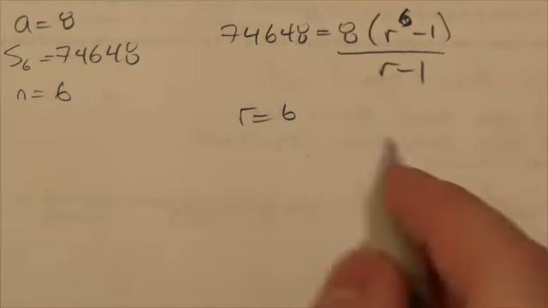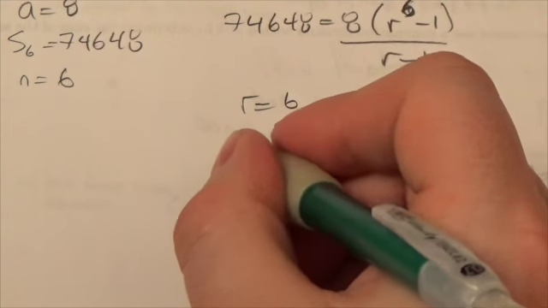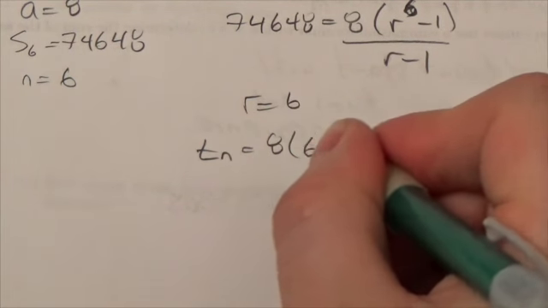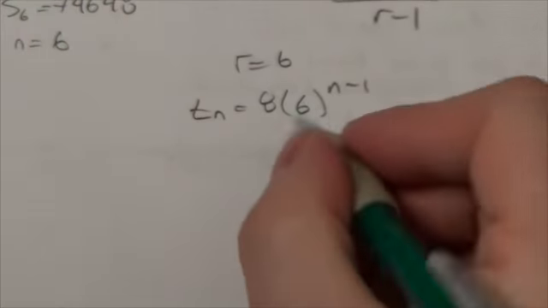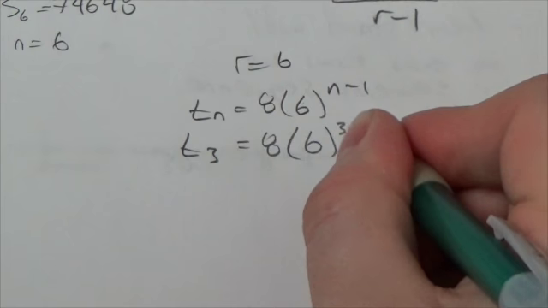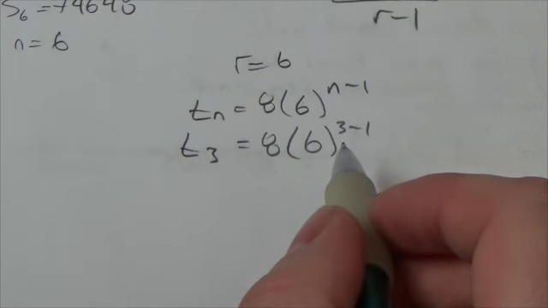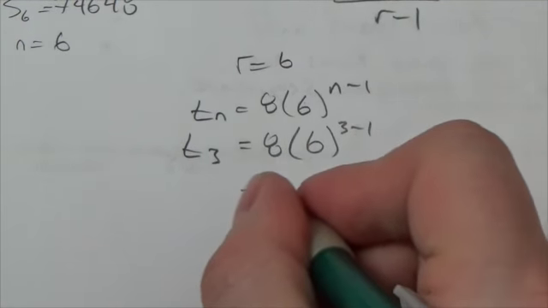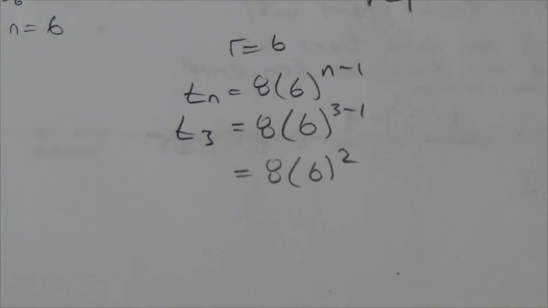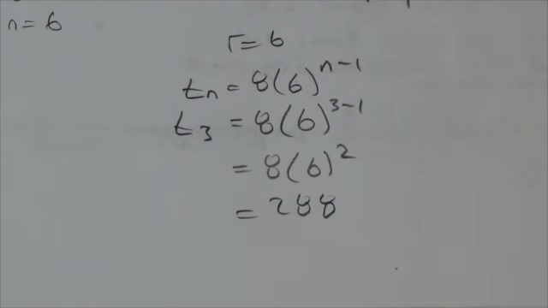Now this doesn't actually answer the question, because the question for us was to find the third term. So I've got to figure out what the third term of the sequence is. The general term Tn is going to be A times 6 to the n minus 1. Now to put the 3 in there, 8 times 6 to the 3 minus 1. 3 minus 1 is going to be 2, so this is going to be 8 times 6 squared. That's really just 8 times 36, which is 288. And that was the term they were looking for, the third term.